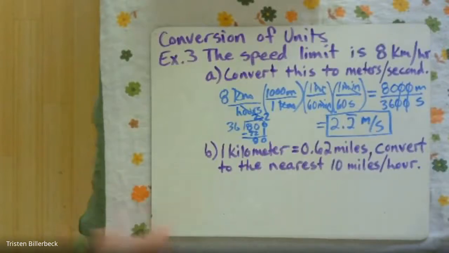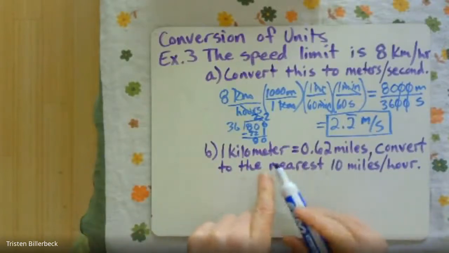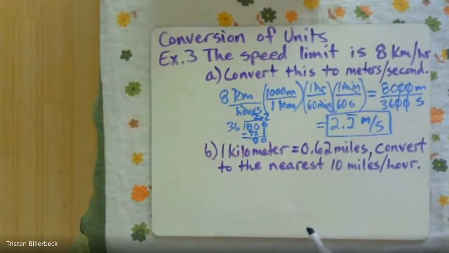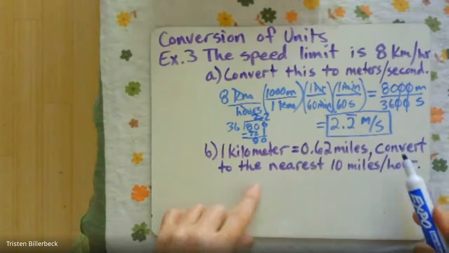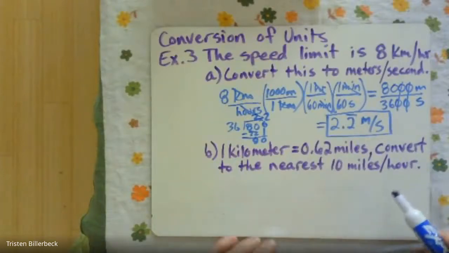All right, let's try kilometers. Well, we have kilometers equals 0.62 miles. So that's going to be very important for the next few examples, and also for other things. So we are going to convert to the nearest 10 miles per hour. Oh, what are we converting? I think I forgot to write down something.